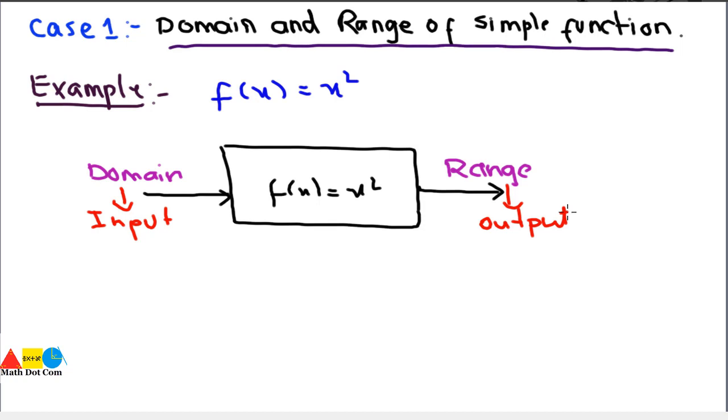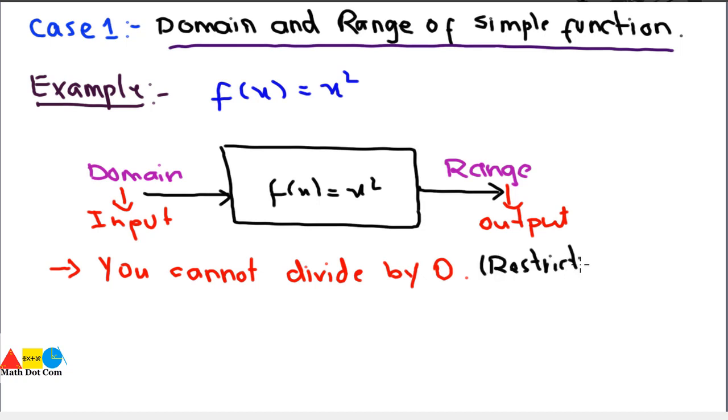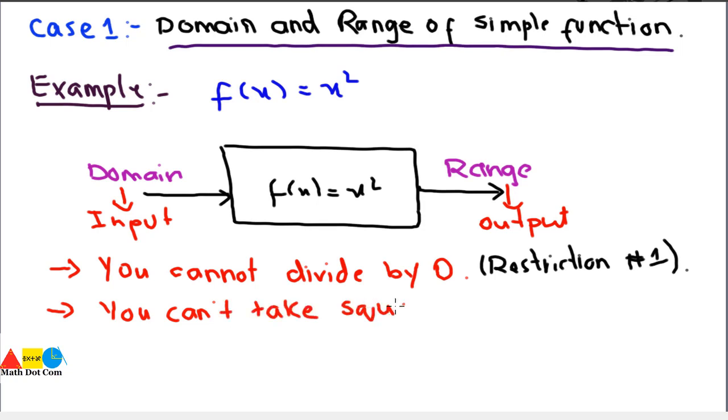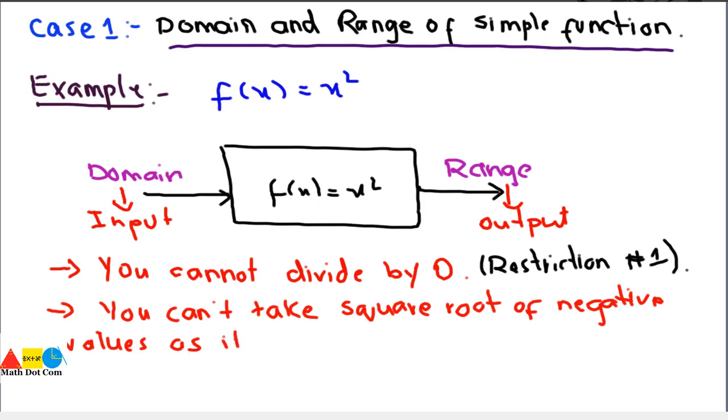First of all, keep two things in your mind. For finding the domain and range, you have to check two things. One is, in the case of domain, you cannot divide the given function by 0. This is restriction number 1, and it will be applicable in every case. Another is, you cannot take the square root of a negative value, as it will lead to an imaginary number, and the domain and range should be real numbers, not imaginary numbers. So these are the two conditions you have to check in every case.